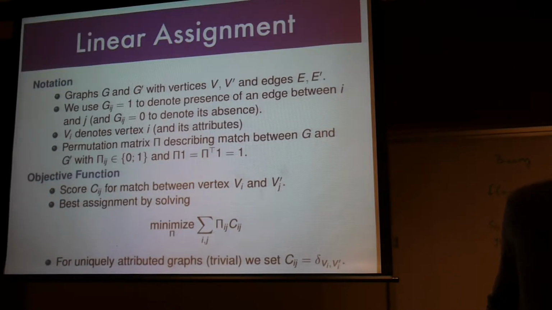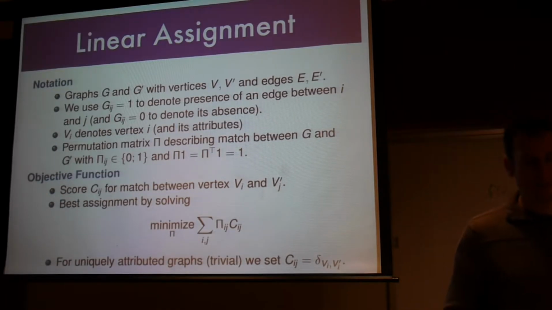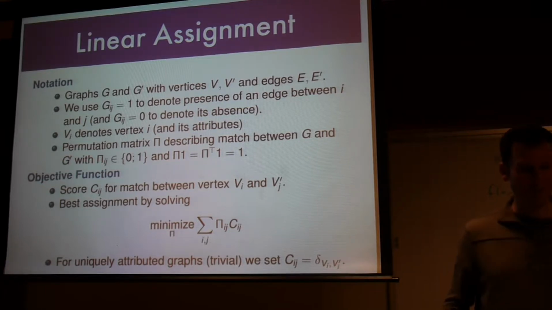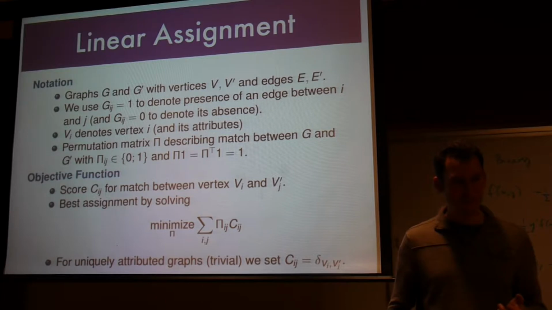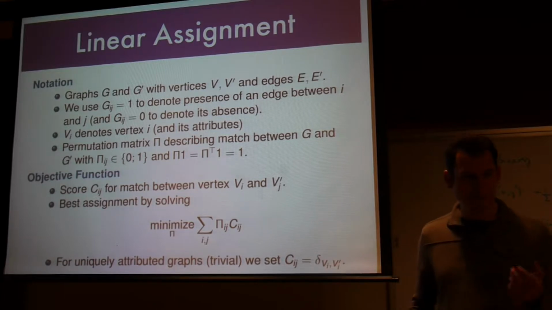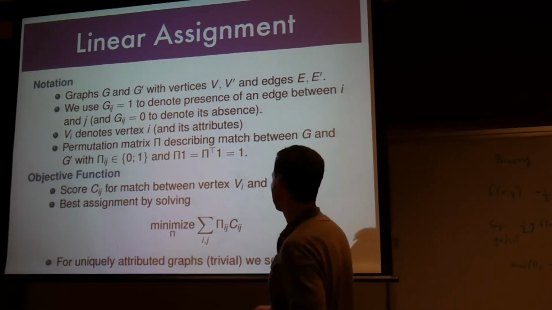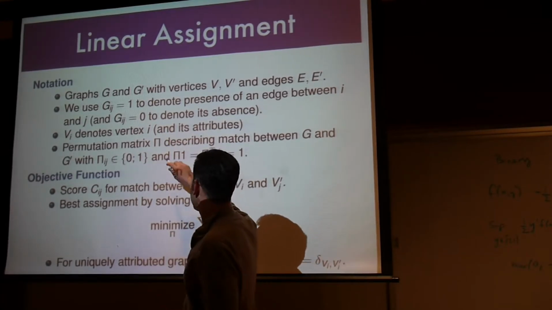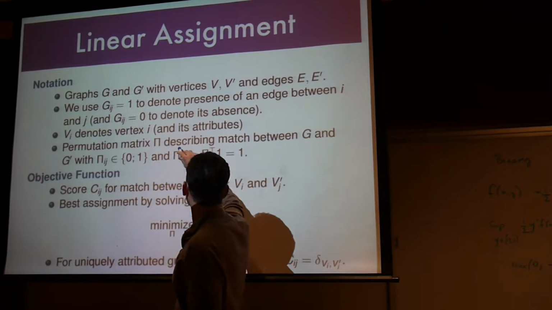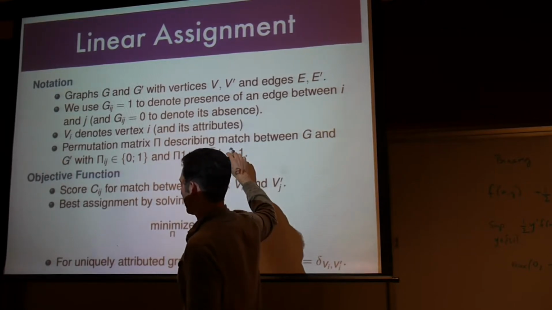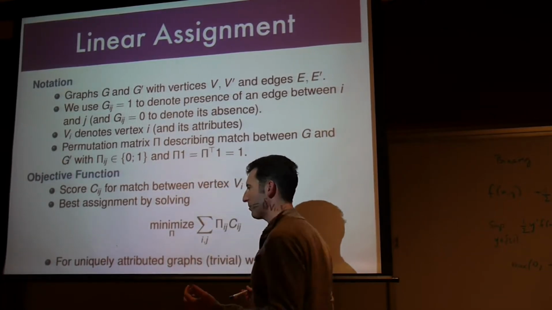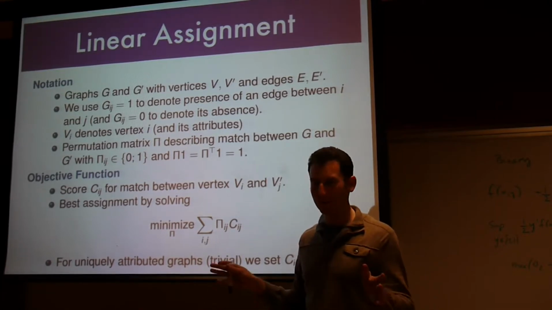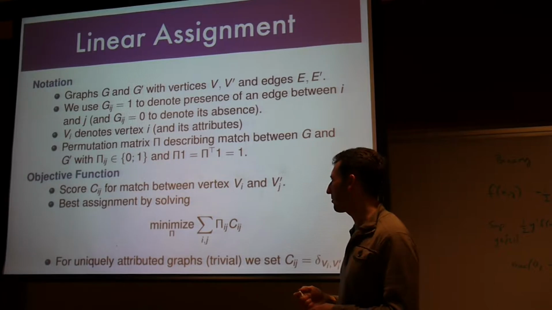And so let's just set things up as a linear assignment problem. So we have graphs G and G prime with sets of vertices and edges. And we say that Gij is 1 if we have an edge, otherwise 0. So what we now want to do is find a permutation matrix pi that describes this match. And of course, a reasonable assumption to make is that they have the same number of vertices. Otherwise, I right away know you can't find an optimal match anyway.